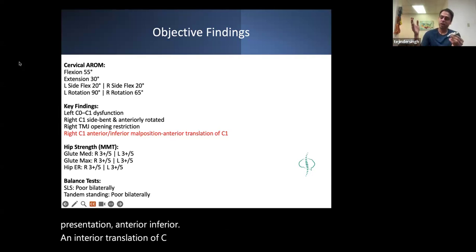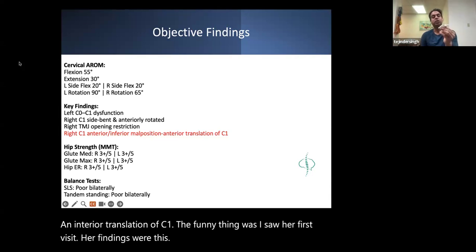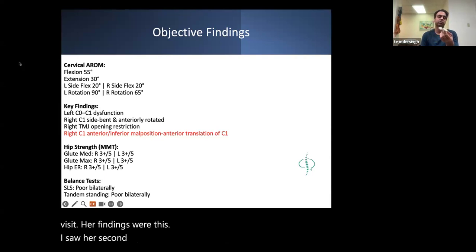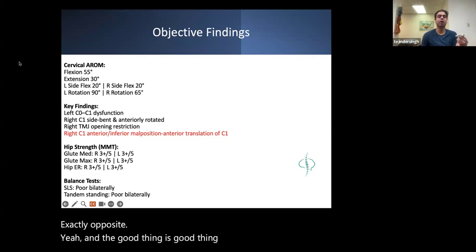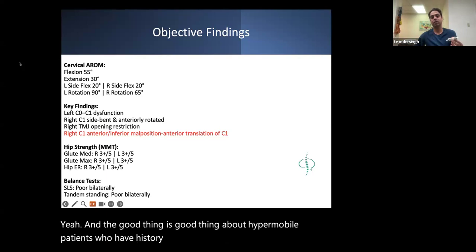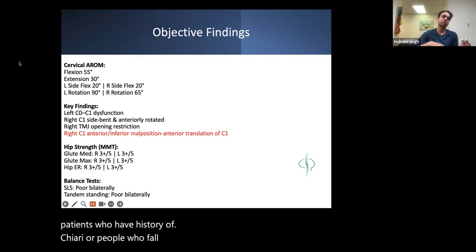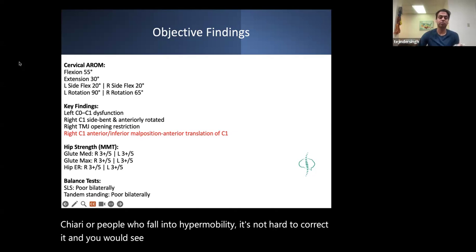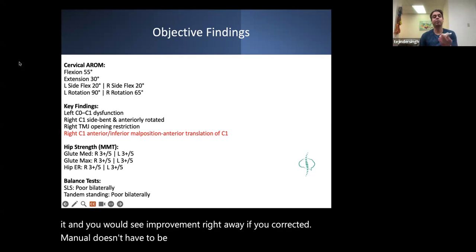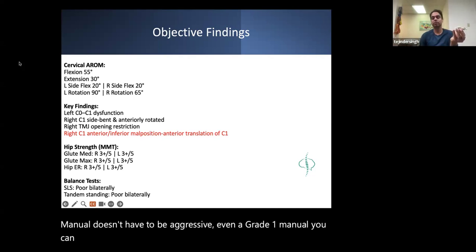The funny thing was, I saw her first visit, her findings were this. I saw her second visit, her findings were exactly opposite. Okay. And the good thing about hypermobile patients who have a history of Chiari, or people who fall into hypermobility, is it's not hard to correct. And you would see improvement right away. If you correct it, the manual doesn't have to be aggressive. Even a grade 1 manual, you can easily align C1, okay? As long as you understand it.